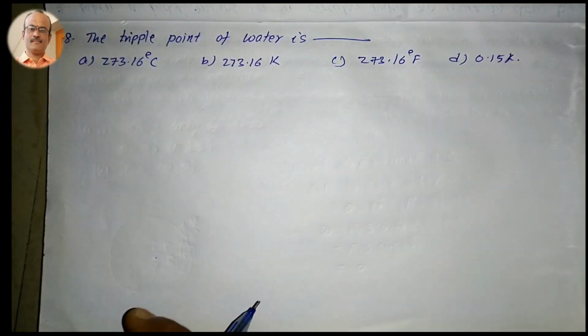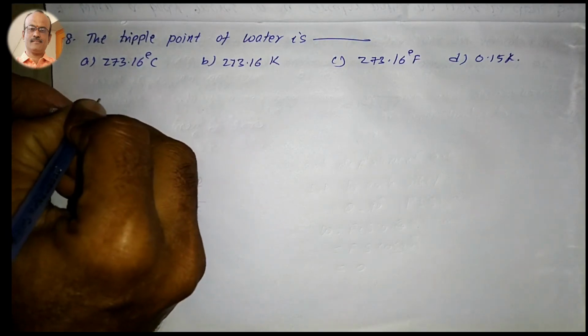Now the question number 8, the triple point of water is how much? So triple point of water means what is that here?